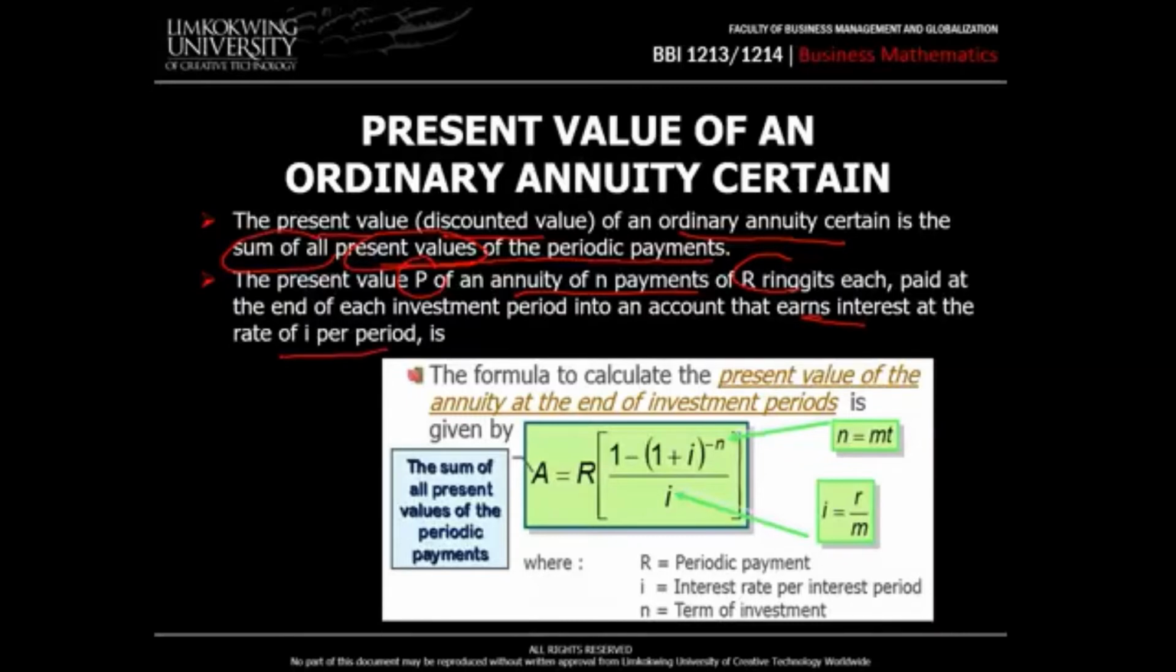The formula is A, which is the sum of all present values of the periodic payments, equal to R, where R is the periodic payment, times 1 minus 1 plus i. So i is the percentage interest rate per interest period, and then the index is negative n. So negative n, divided by i.